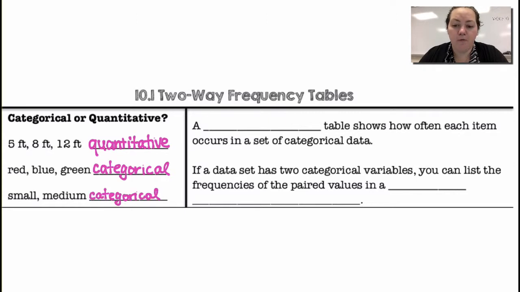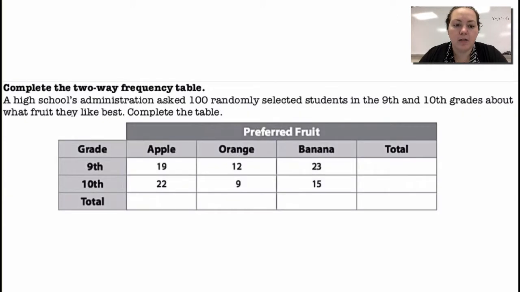All right, a frequency table shows how often each item occurs in a set of categorical data. If a data set has two categorical variables, you can list the frequencies on the paired values in a two-way frequency table. All right, so let's take a look.